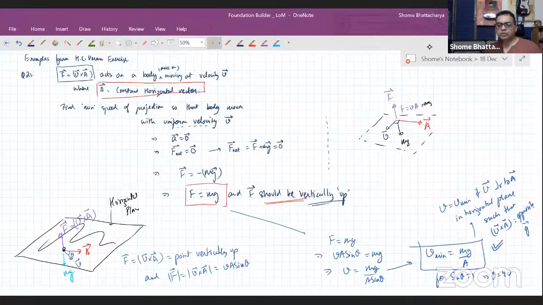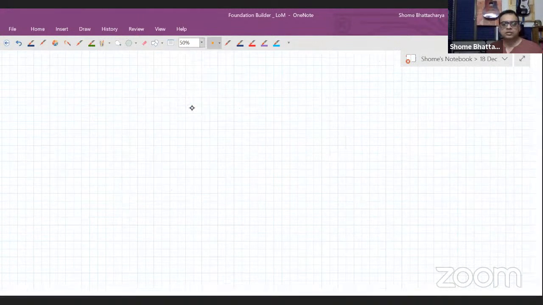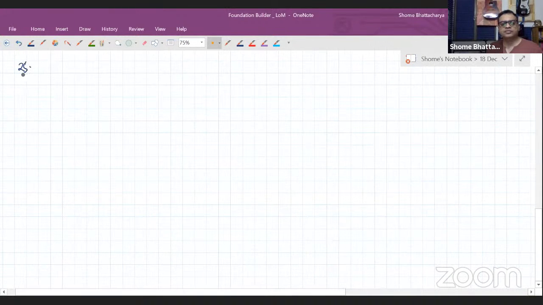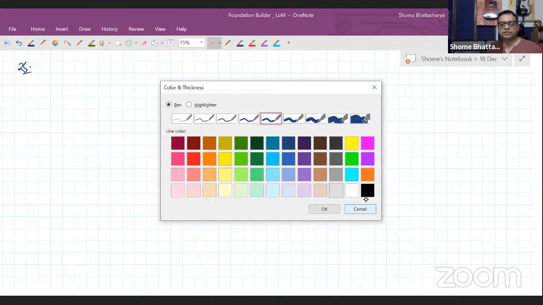Okay, so hope this question is clear to all of you. So next, I want you to work out one question, especially if you haven't tried this particular question before. Question 25 in HC Verma. I'm just putting it up on the board, so you can go through it and try it yourself.